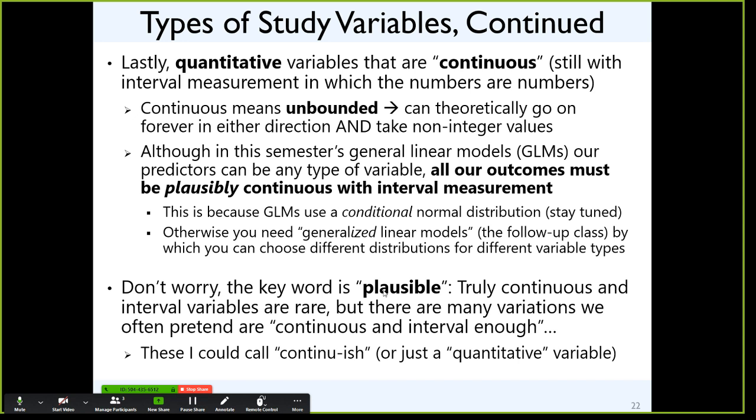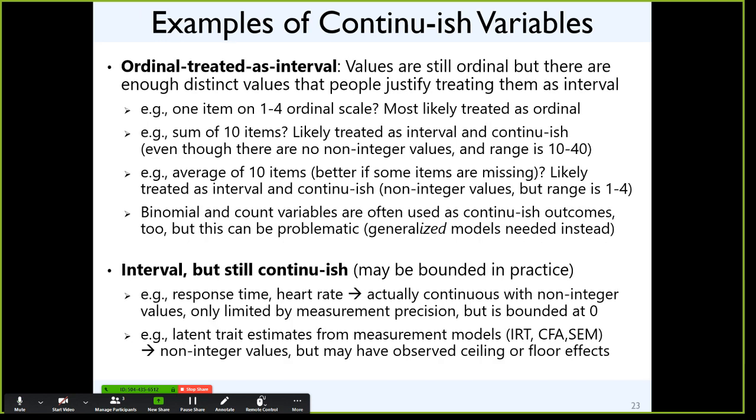More often, we take outcomes that are not continuous and unbounded and we pretend that they are. So for this type, I introduce the word continue-ish. Not exactly continuous, but close enough for government work, that kind of thing. Examples of this: there is literally a category known by this, ordinal treated as integral. Have you heard this phrase before? It's like, yeah, I know I'm cheating, but I'm going to go ahead with it.